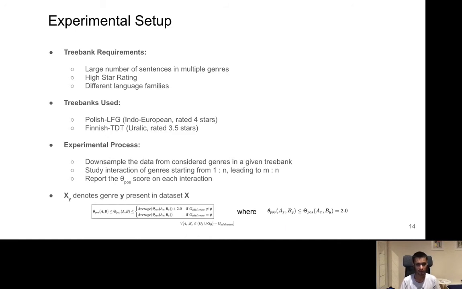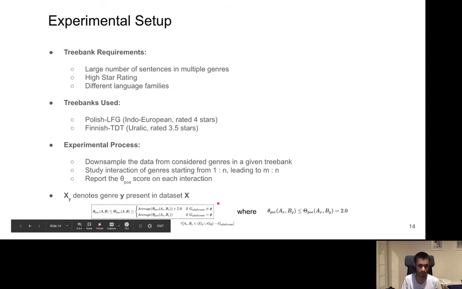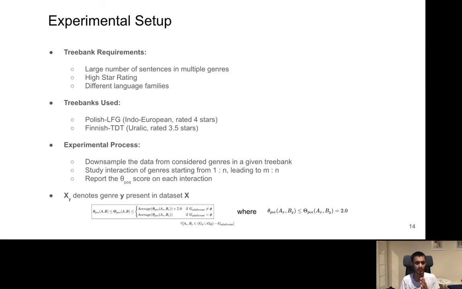we notice that this has a maximum cap of 2.0, and this is the upper bound that we set in individual genres. But when it comes to multiple genres in a combination, we switch to the formula over here, which specifies the average of the calculated theta POS scores plus 2.0 if there's an adulterant genre, or if there's no adulterant genre, then we just go by the average theta POS scores.